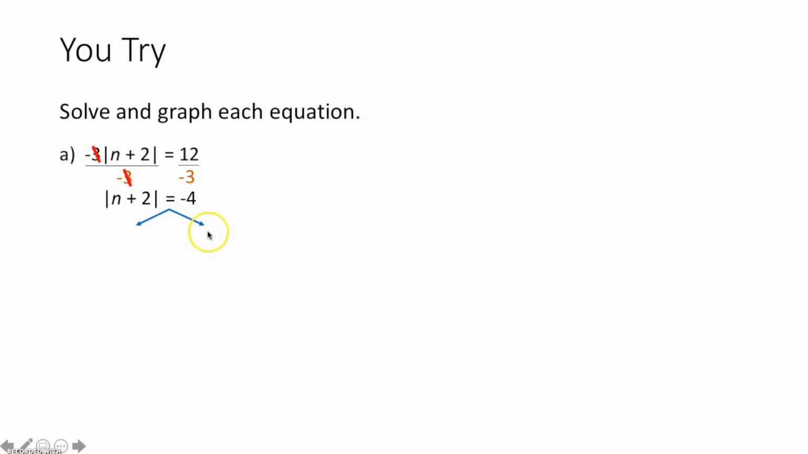We're going to break it into two separate equations. What's inside the absolute value is going to stay the same. It's going to be n plus 2 equals and n plus 2 equals. On the other side, though, it's going to be opposite expressions. So it's n plus 2 equals -4 and n plus 2 equals +4.